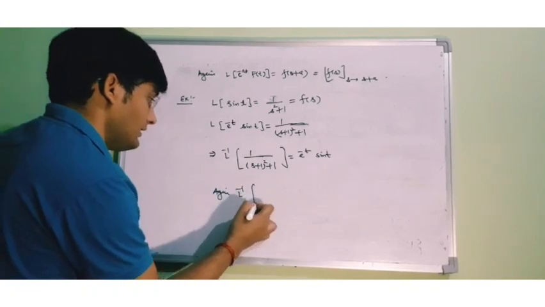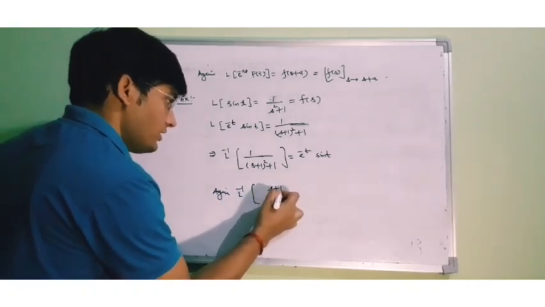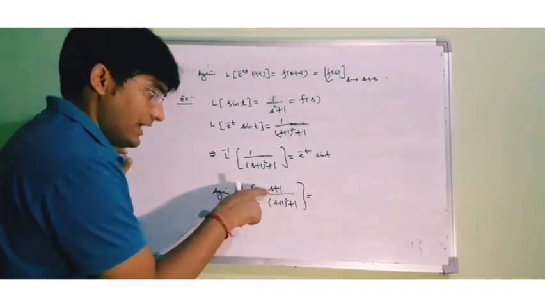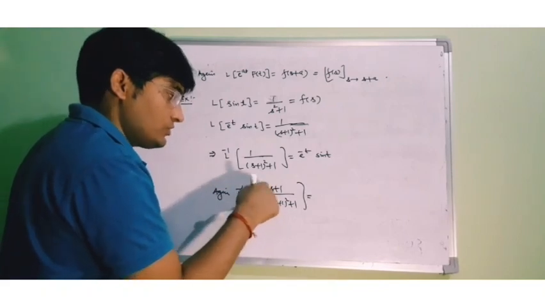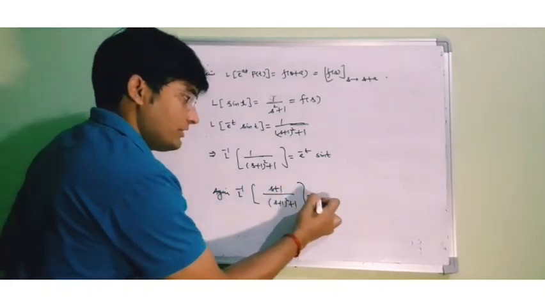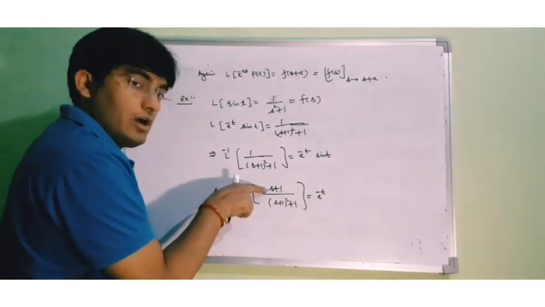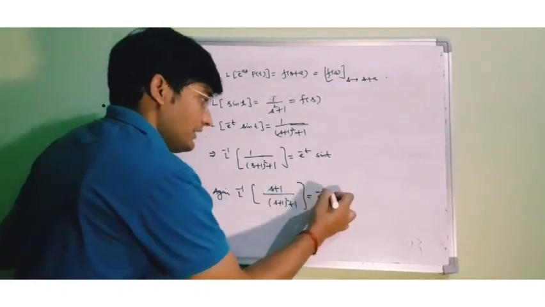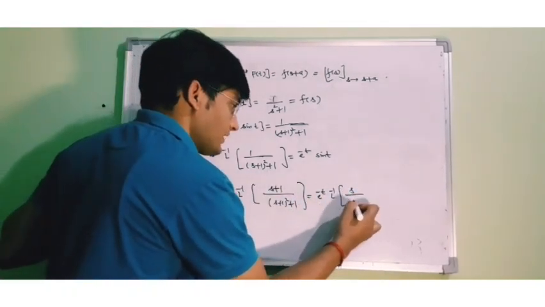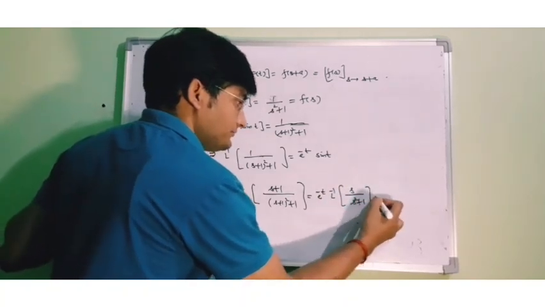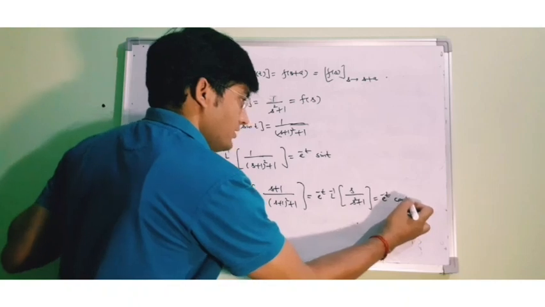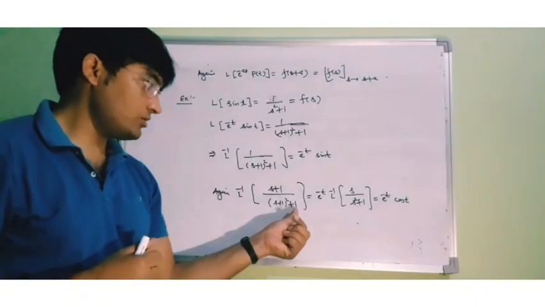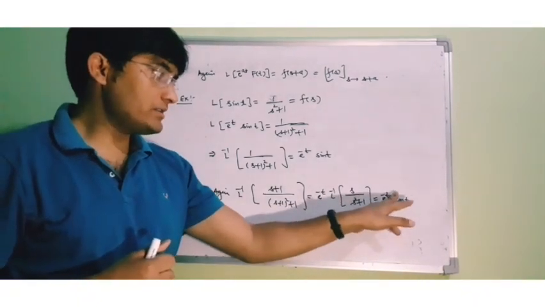Again, the Laplace inverse of (s plus 1) upon (s plus 1) whole square plus 1 will be, now here you can see that s is replaced by s plus 1. So that means there will be some e power minus t because our s is replaced by s plus 1. So we will get some e power minus t, and then it will be s upon s square plus 1, and this was cos t. So the Laplace inverse of (s plus 1) upon (s plus 1) whole square plus 1 is equal to e power minus t cos t.